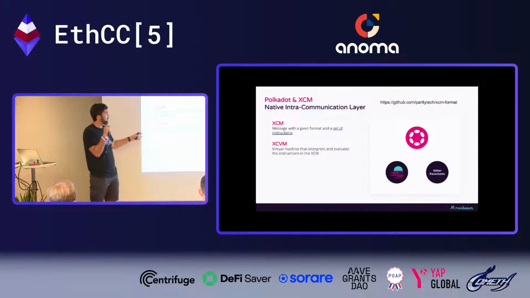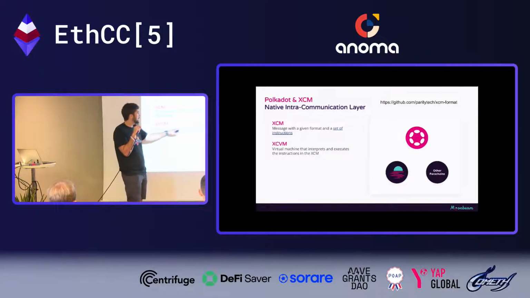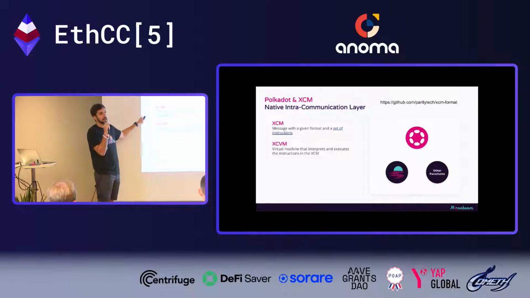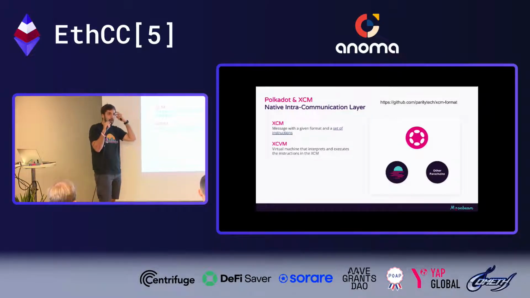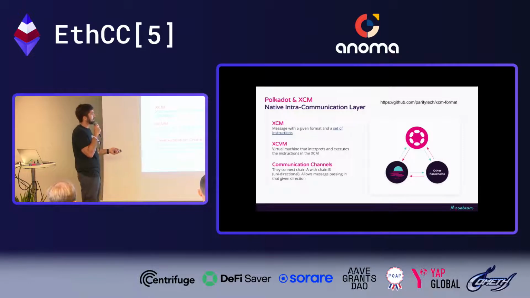And then there's a virtual machine. Once again, this is incorrect. It's not similar to the EVM, but you can think of it as an EVM that will actually interpret and execute these instructions that are given by the XCM, right? So let's say you have a message that is saying, hey, Alberto, walk 10 steps towards the door. The next instruction is flick the switch. And then the next instruction is walk back, right? This virtual machine, let's say it's my brain, is going to actually understand those instructions and execute them. And then you have the communication channels, which allow chains to actually talk with each other. And the channels are unidirectional, right?